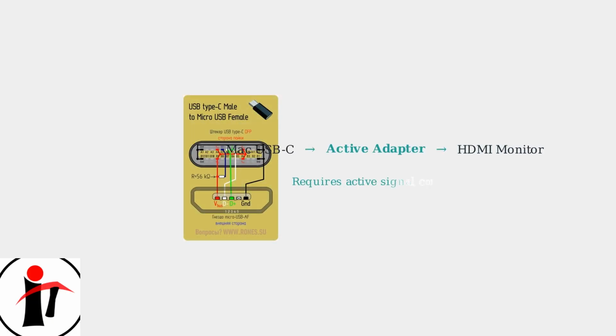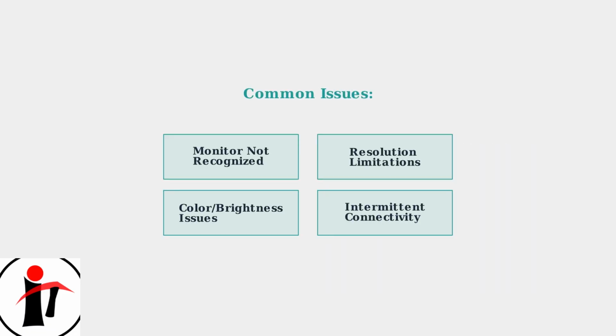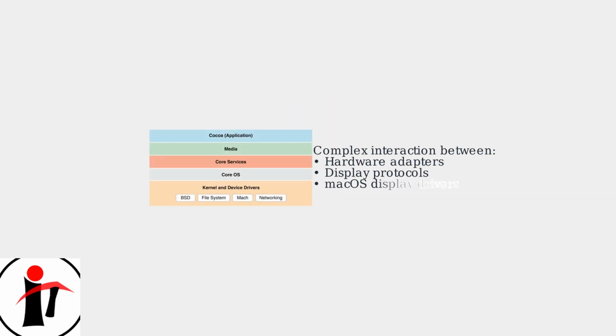The most common connection method requires HDMI to USB-C or Thunderbolt adapters, which often need to be active adapters to handle the signal conversion properly. Users typically encounter four main categories of problems: monitors not being recognized by the system, resolution limitations that prevent optimal display quality, color and brightness issues, and intermittent connectivity with sporadic disconnections. Understanding these connectivity challenges is the first step toward resolving them.